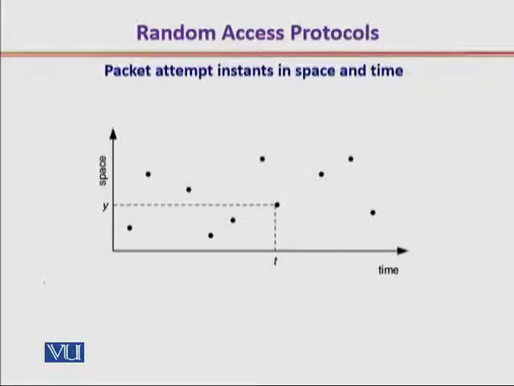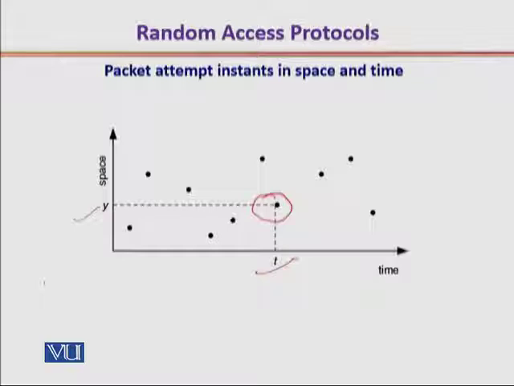In this two-dimensional plot, we see a relationship that exists between the time and space axes if we are using random access protocols. The points that you see randomly distributed are referring to the locations in a network from where the nodes or the computers are transmitting at various instances of time. As an example, you see the point which has been highlighted here. It is at the intersection of time t and space y.